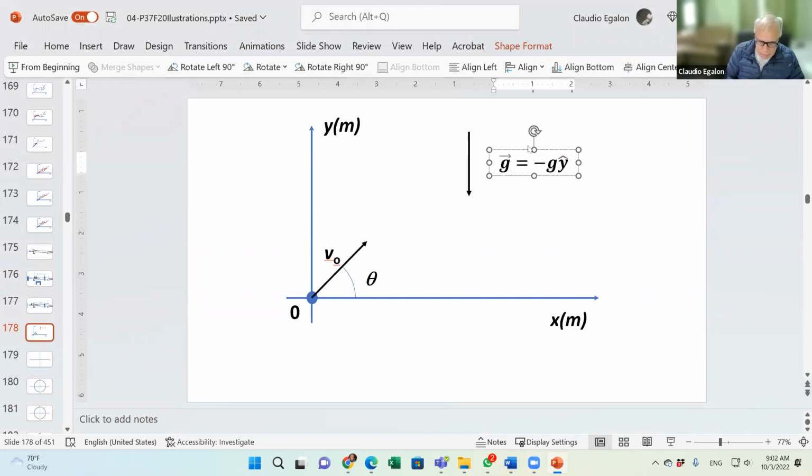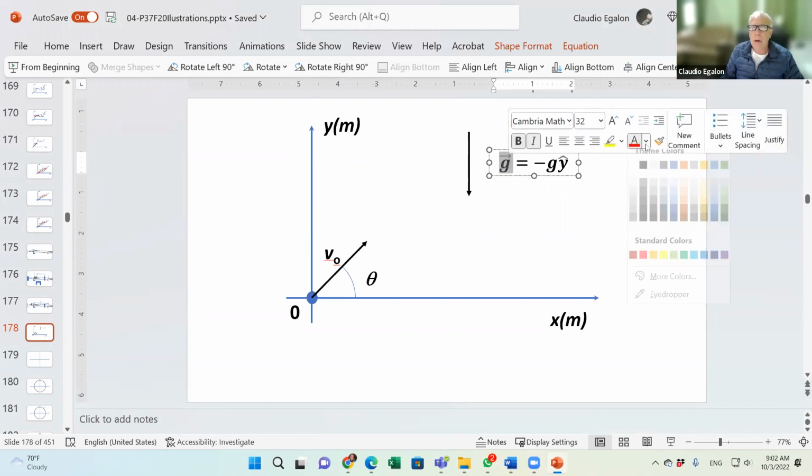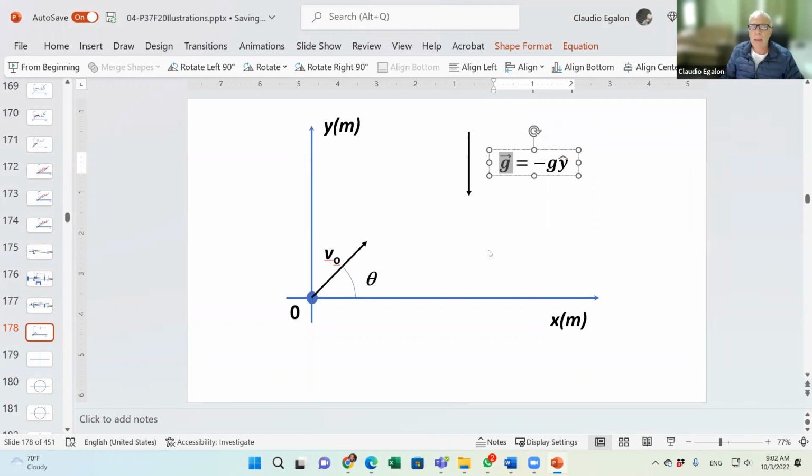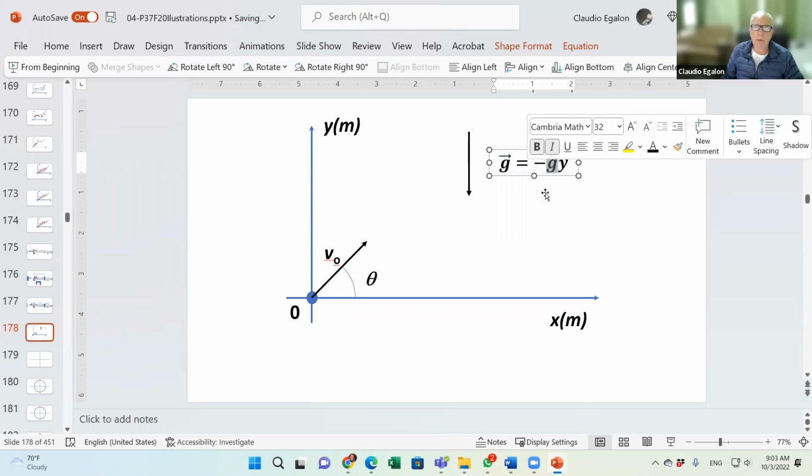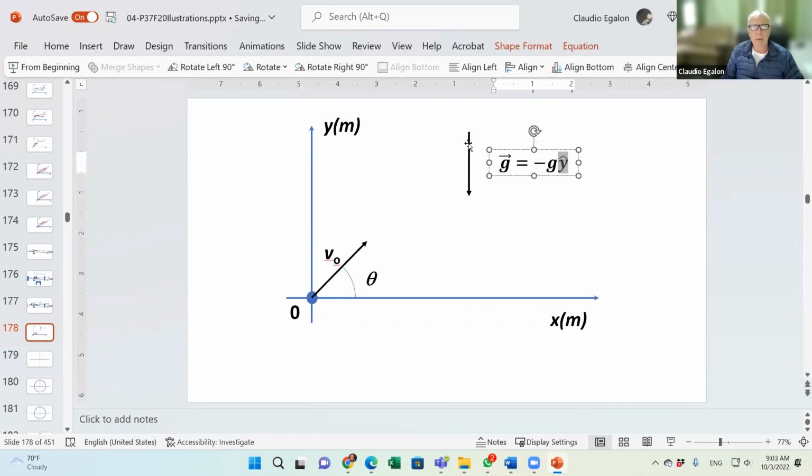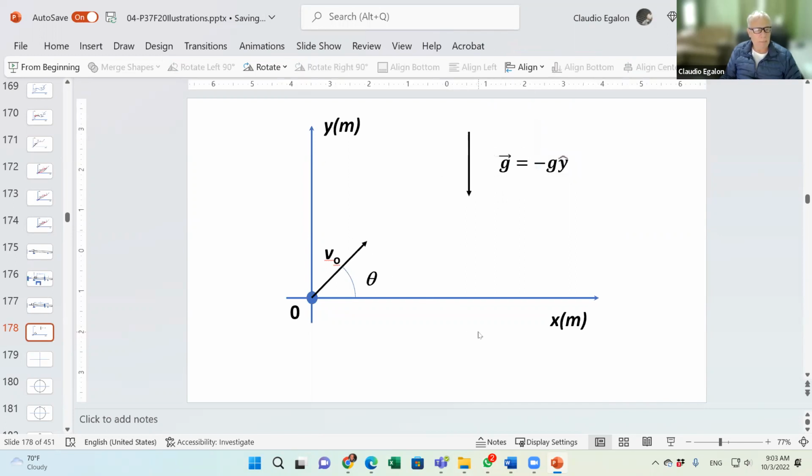That's the g vector that you see here, which is equal to what? Minus g, where g here is always a positive number, 10 meters per second squared, in the y hat direction. Notice that the vector points in the negative direction of the y.